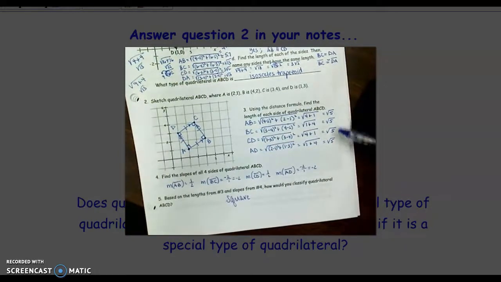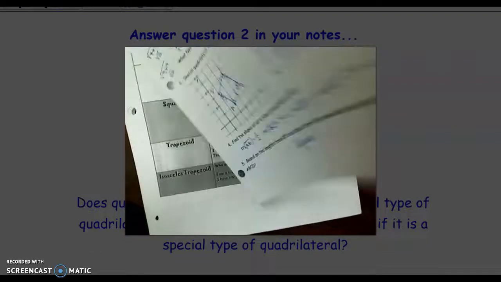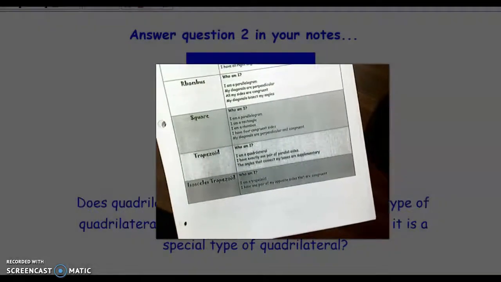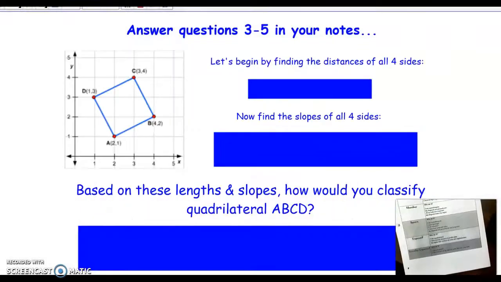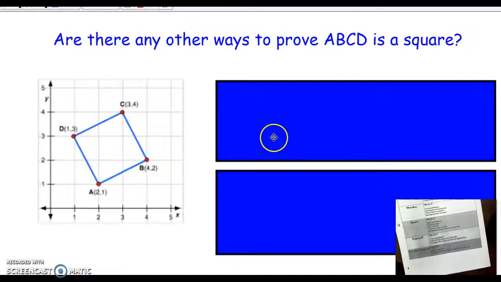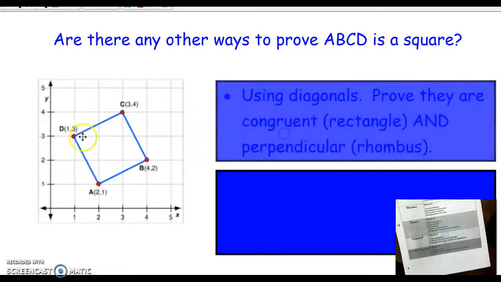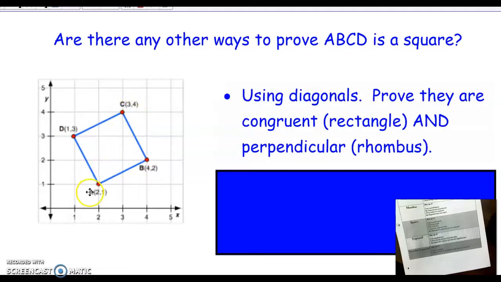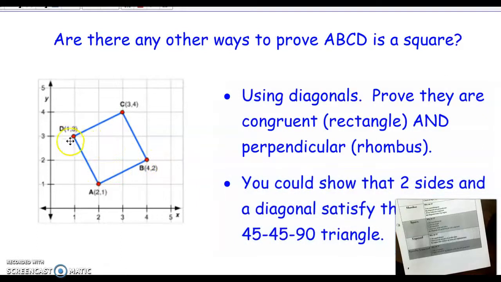If it just had congruent sides and not right angles, it would be a rhombus. If it had the opposite reciprocal slopes and not congruent sides, that would be a rectangle. But since it has both, it is a square. That is it with our examples. There are other ways to prove it's a square, by the way. We could have used the diagonals. If you prove the diagonals are congruent and perpendicular, then it has to be a square. I could also have drawn a diagonal and shown that those 3 sides follow the 45-45-90 rules.